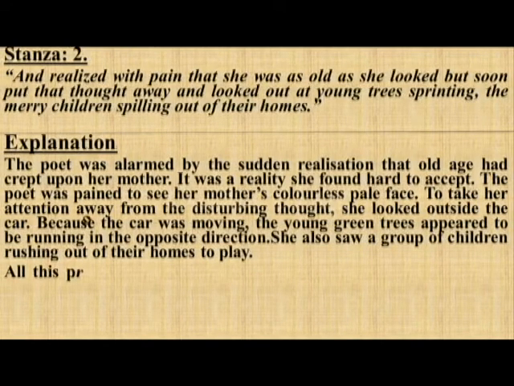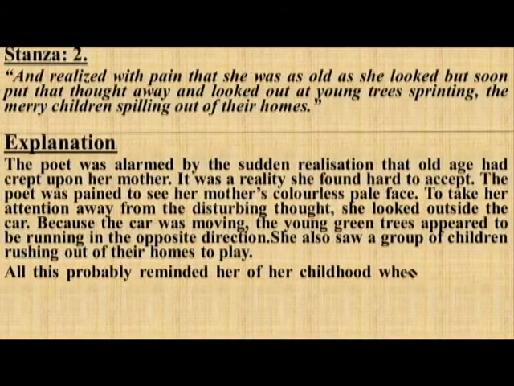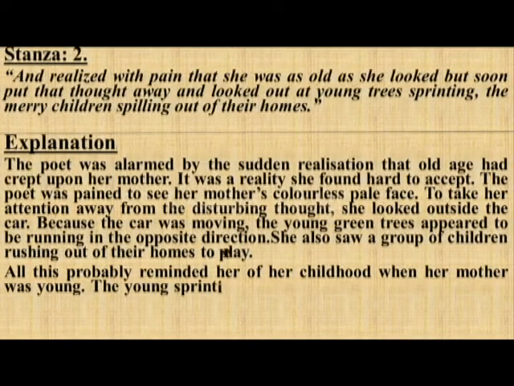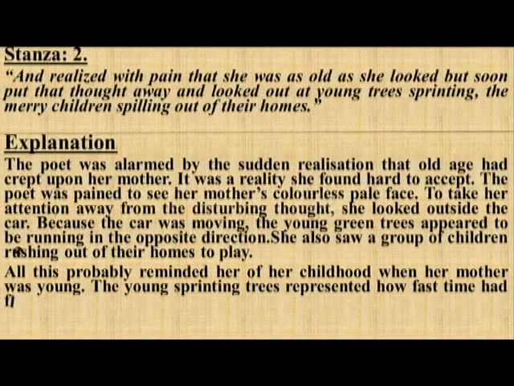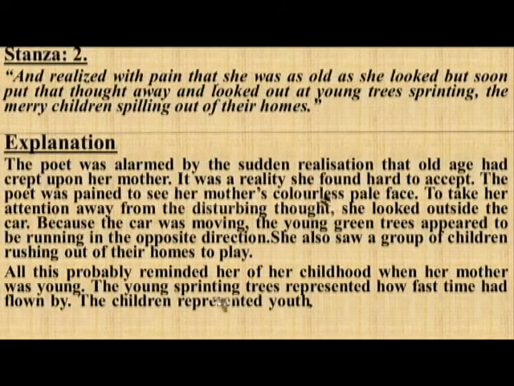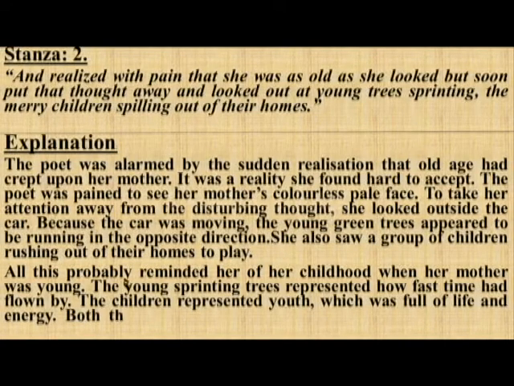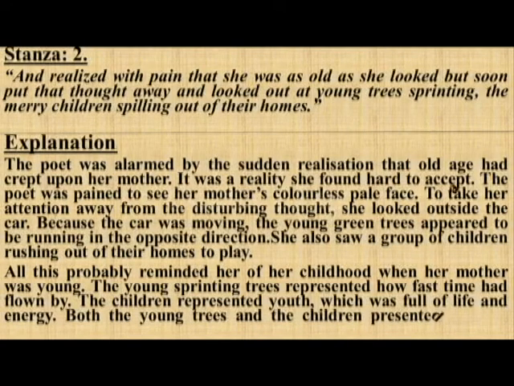All this probably reminded her of her childhood when her mother was young. The young sprinting trees represented how fast time had flown by. The children represented youth, which was full of life and energy. Both the young trees and the children presented a sharp contrast to the mother sitting beside her.